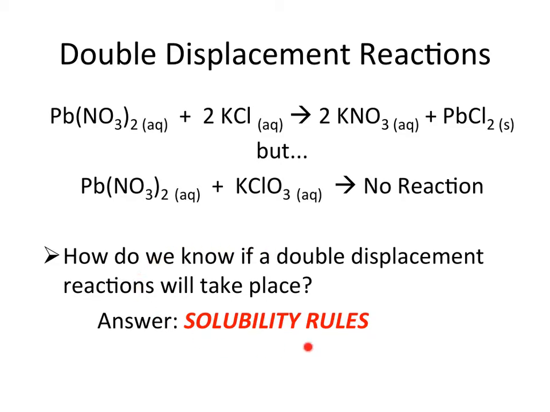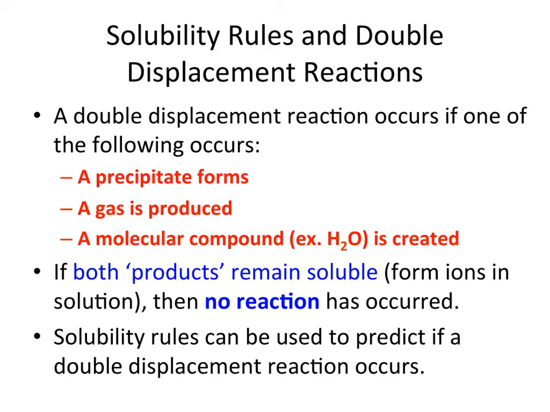So our solubility rules and our solubility table that we've seen before will really help us figure out if this double displacement reaction will happen or not. So for a double displacement reaction to occur, either a precipitate is formed, a gas is produced, or water is created. So in the first case, we have an aqueous compound plus an aqueous compound to produce an aqueous compound plus something that is solid. And this solid is called our precipitate, or PPT.